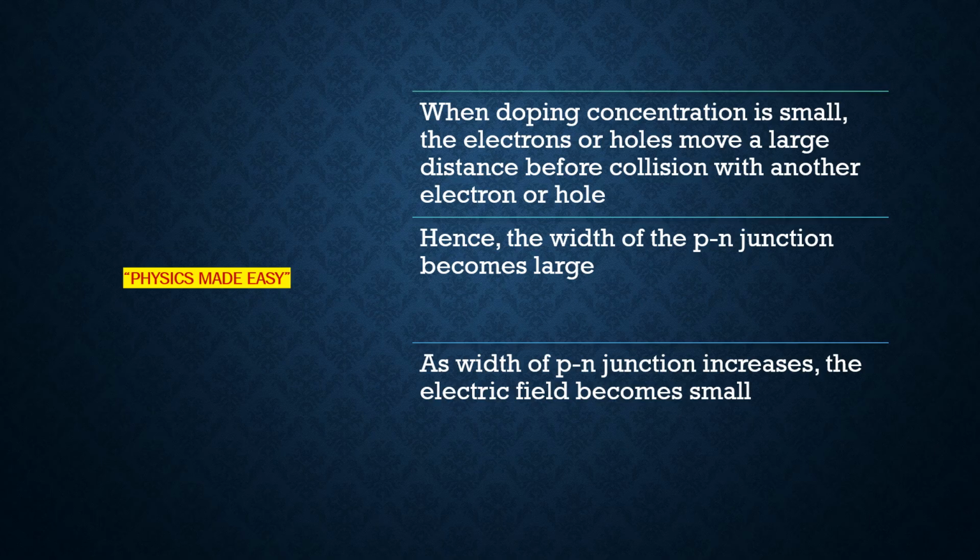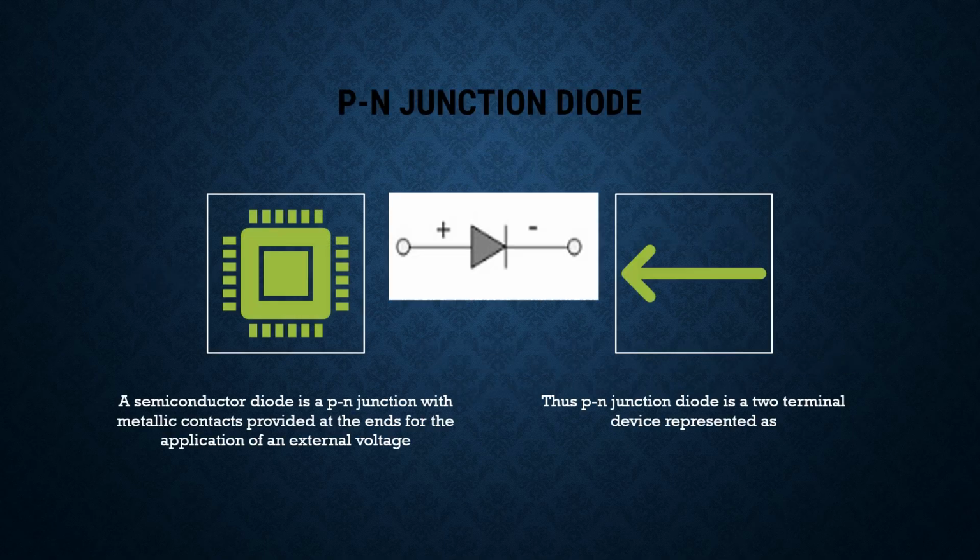When doping concentration is small, then what will happen? The electrons or holes move a large distance before collision with other electrons or holes. Hence, it will result in increasing the width of the p-n junction. As the width of the p-n junction increases, the electric field becomes small.